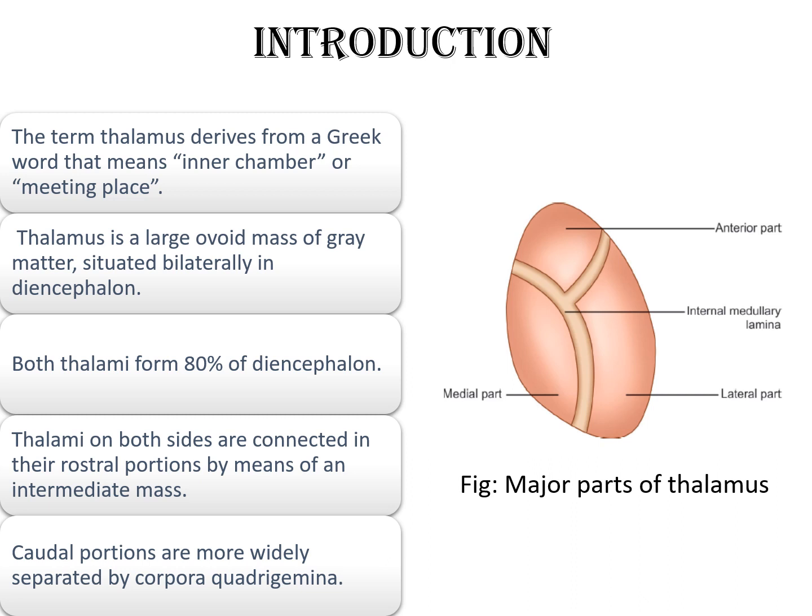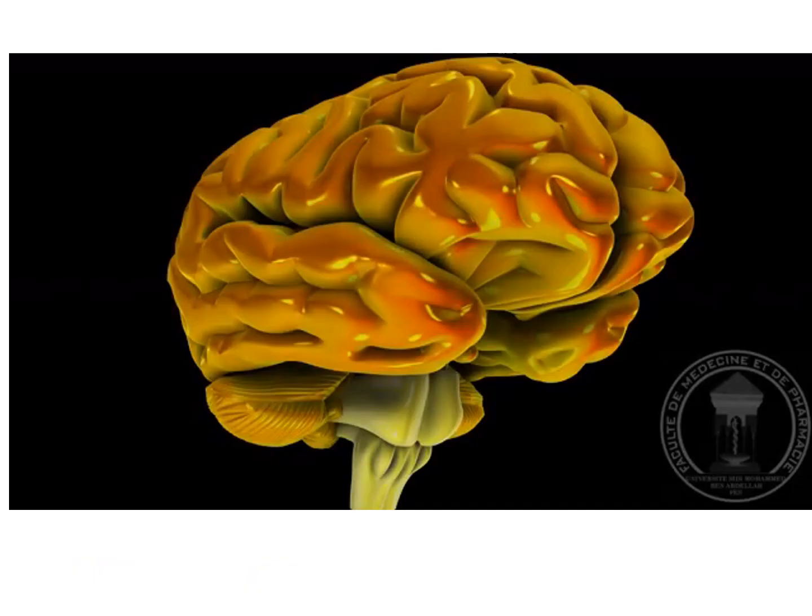So these are the major parts of the thalamus: the anterior part, medial part and lateral part, and this one is the internal medullary lamina. So this one is a video of the anatomy of the thalamus.